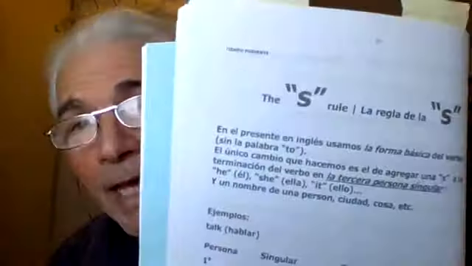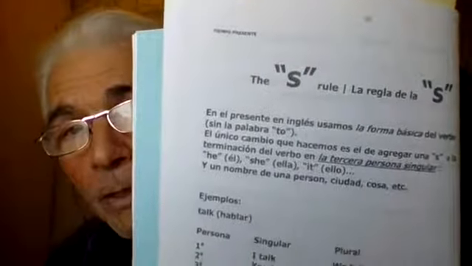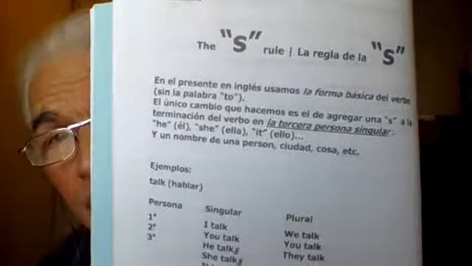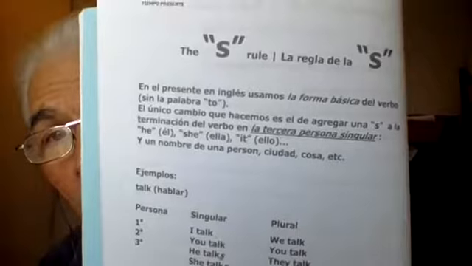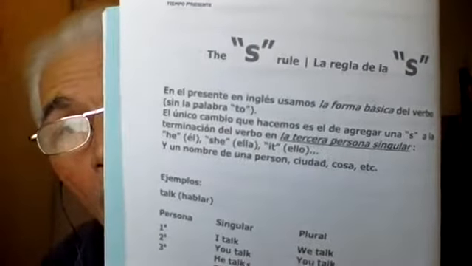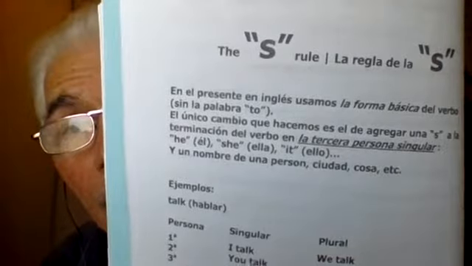But first of all, I explain the way to study it or remember it is what I call the S rule. And I explain in Spanish. En el presente en inglés usamos la forma básica del verbo sin la palabra to. It's what I call the basic verb, without the word to, which indicates the infinitive.